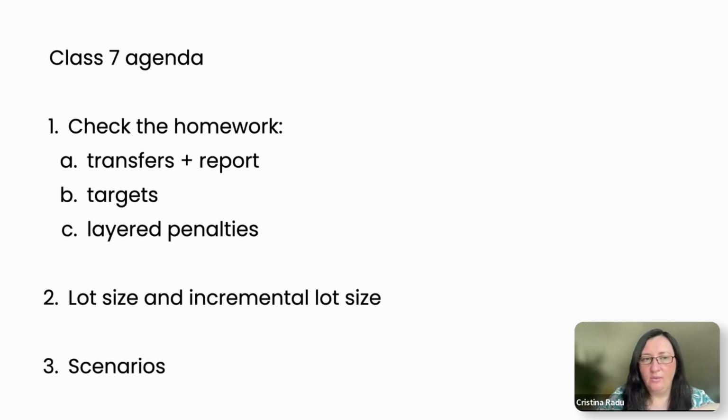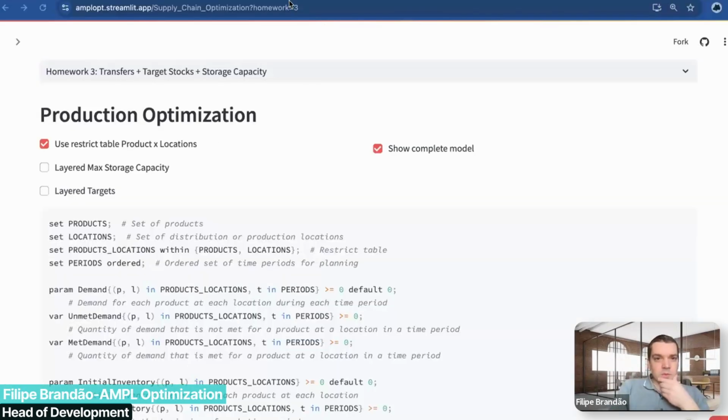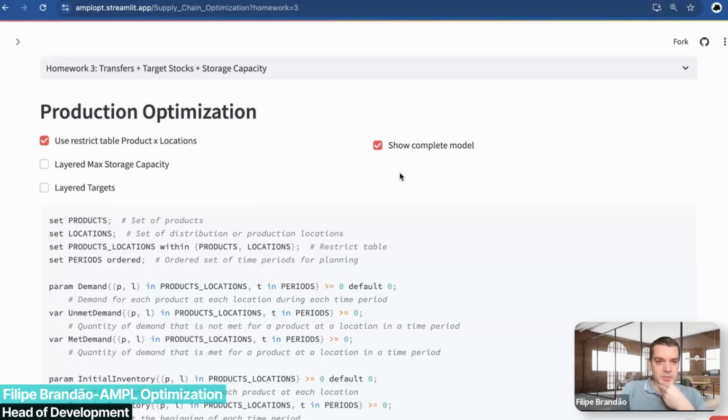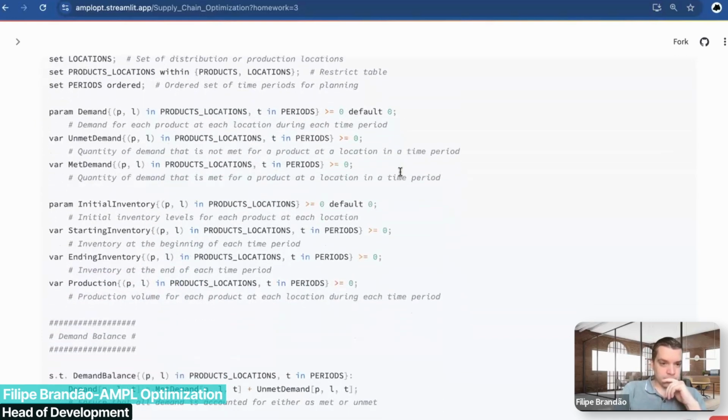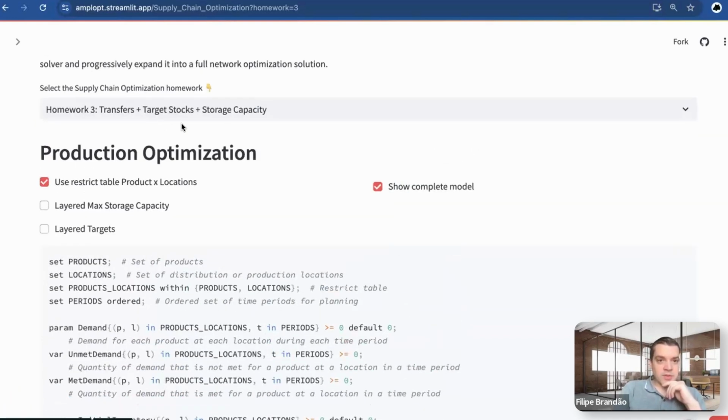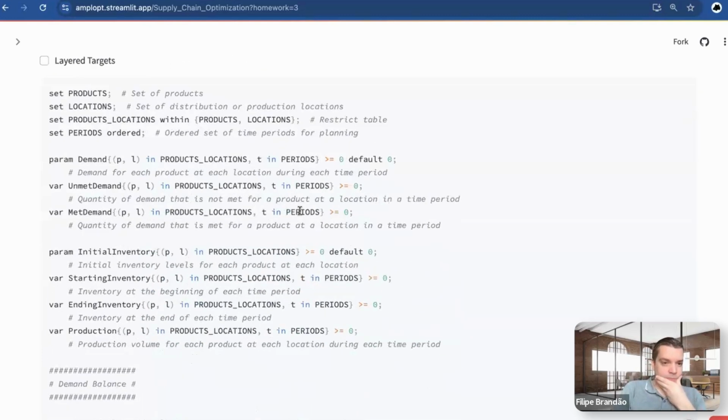So now I will ask Felipe to show you the homework directly in the app because we added a lot of options, and it helps you become familiar with what has been developed. So Felipe, if you want to share the screen. Can you see my screen? So here we have the app for homework 3. And here I have the checkbox for show complete model enabled so that you can see the solutions. In this app, we have transfers, target stocks, and storage capacity.